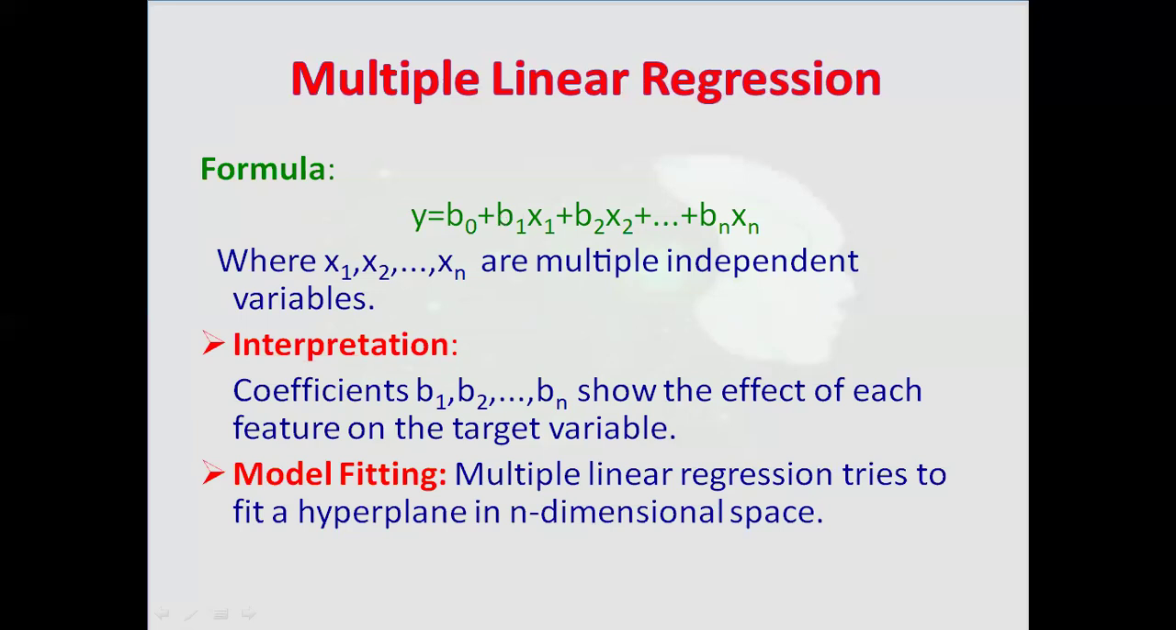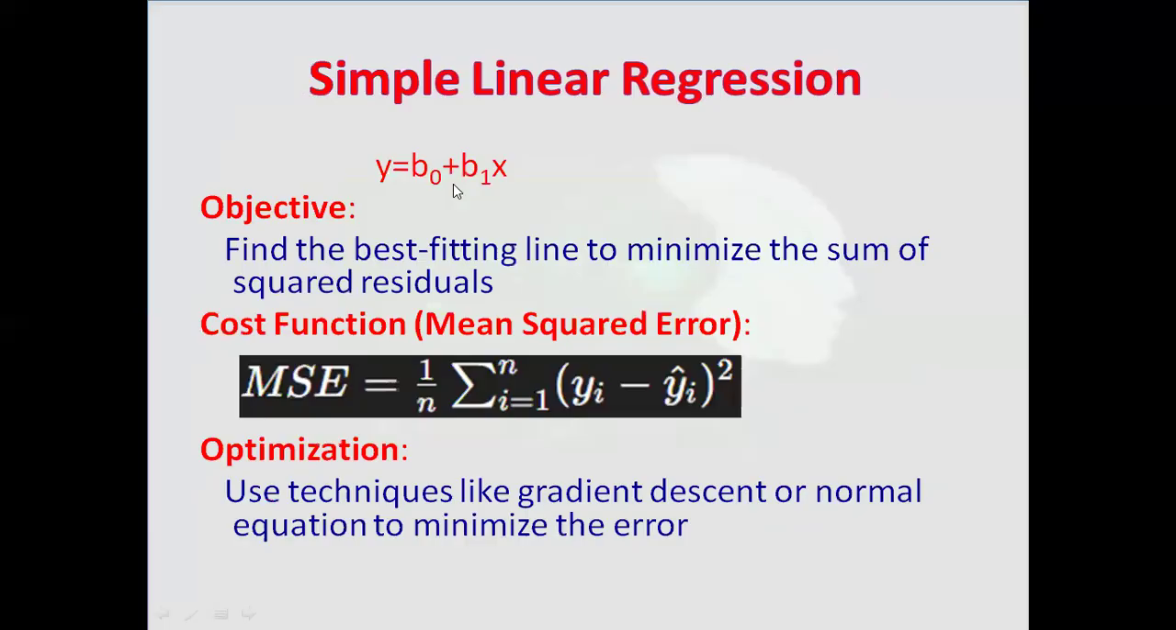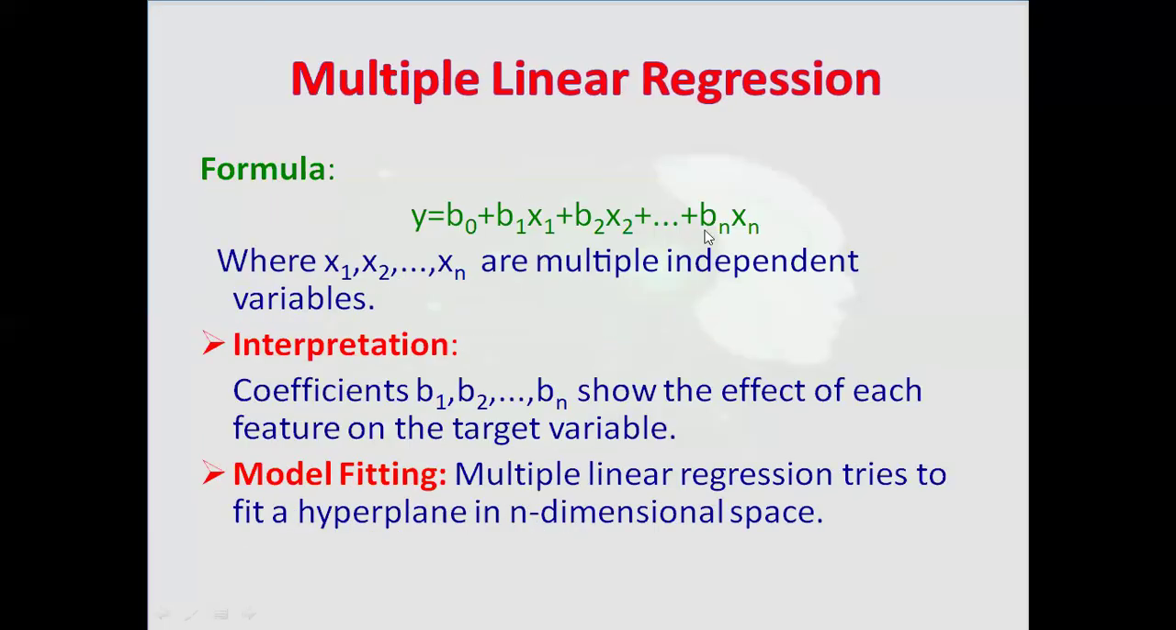Multiple linear regression extends a simple linear regression by using two or more input variables and predicts the output. The formula is given by y is equal to b0 plus b1x1 plus b2x2 plus bn xn. In the simple case, it was b0 plus b1x only. Here b1x1 plus b2x2 plus bn xn, and each xi represents different features and bi represents the coefficients. That shows how strongly the features influence the target.